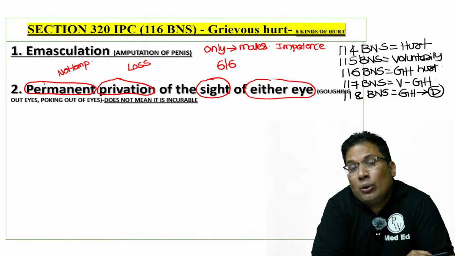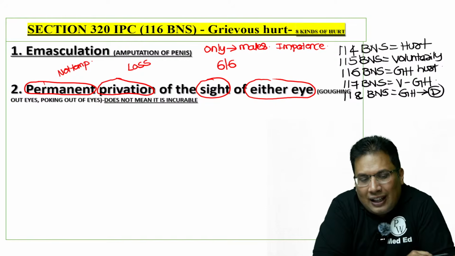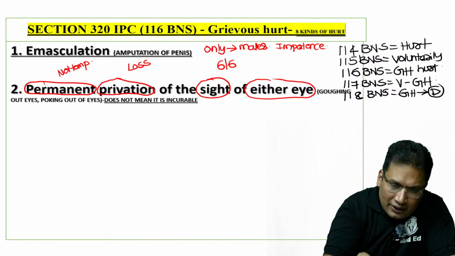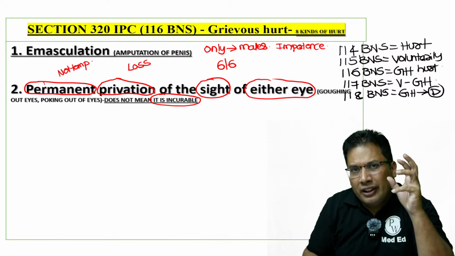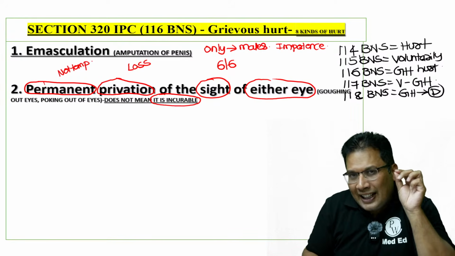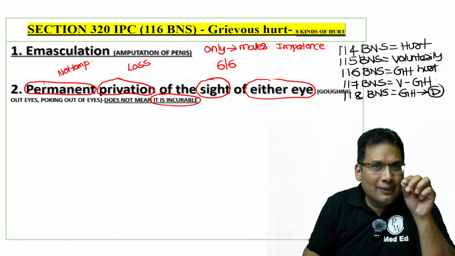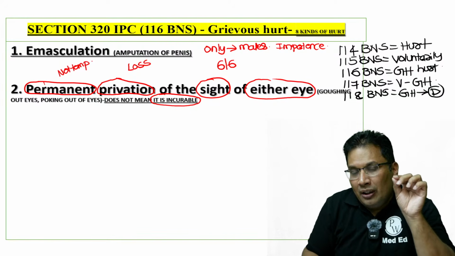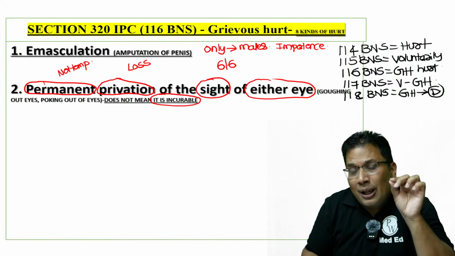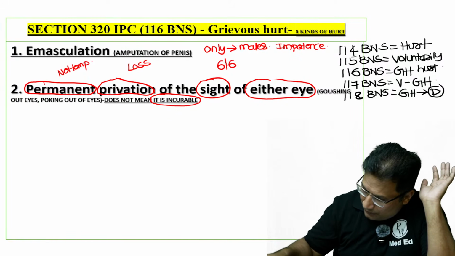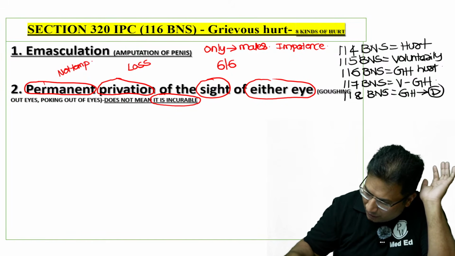Example, gouging out of eyes, poking out of eyes. And remember, it does not mean it is incurable. It can be curable also. The definition of grievous hurt is basically the inability during natural course. Whether it is reversible, irreversible, whether treatable, curable, incurable, doesn't matter. During natural course, if it causes permanent privation of sight of either eye, it can be grievous hurt. So this is the clause number 2.